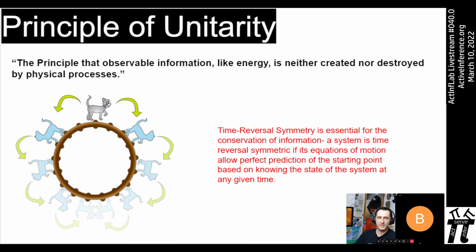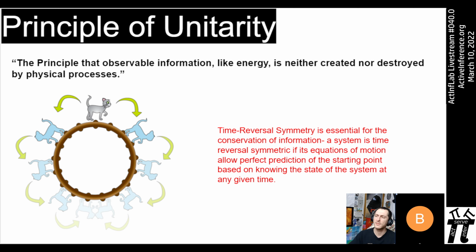Okay. So the principle of unitarity is the principle that observable information, like energy, is neither created nor destroyed by physical processes. And I thought that this was interesting. So time reversal symmetry is essential for the conservation of information. A system is time reversal symmetric if its equations of motion allow perfect prediction of the starting point based on knowing the state of the system at any given time. So if you know the state at time X, you can still say something about the starting system because you can run it forward and backward in time.